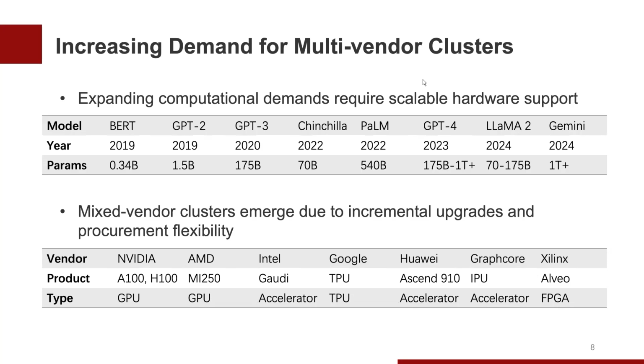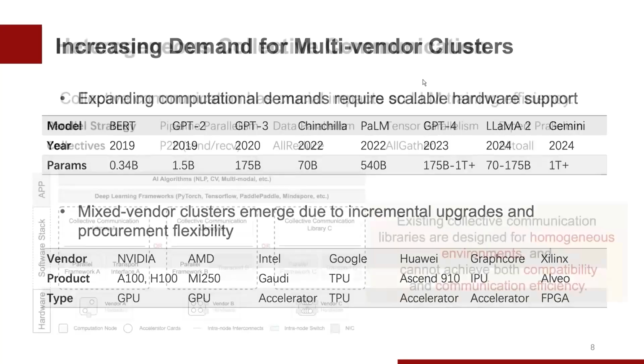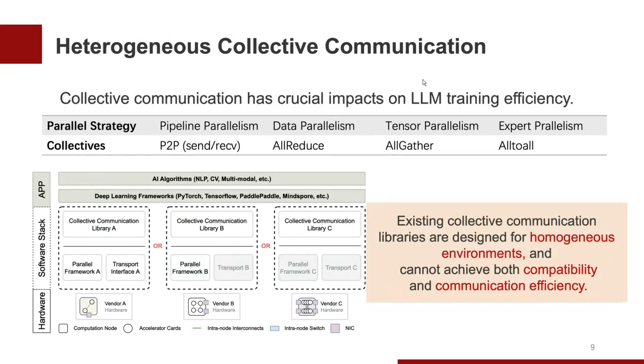The second trend is that enterprises are increasingly adopting diverse GPUs from multiple vendors, and relying solely on a single vendor to build a homogeneous cluster is becoming increasingly impractical due to factors such as cost efficiency, incremental upgrades, and supply chain constraints. This shift towards a multi-vendor heterogeneous cluster presents a promising opportunity to enhance resource utilization and cost effectiveness for LLM training.